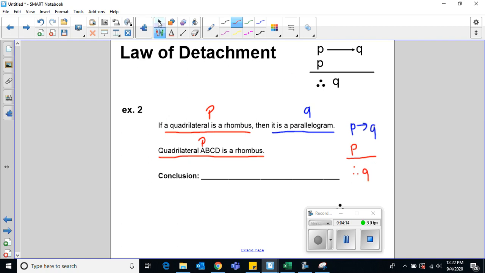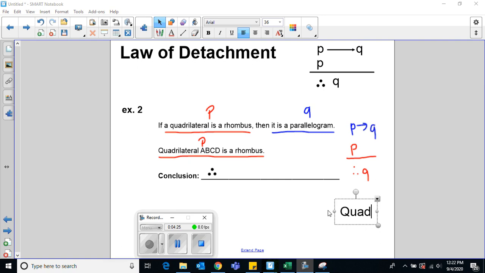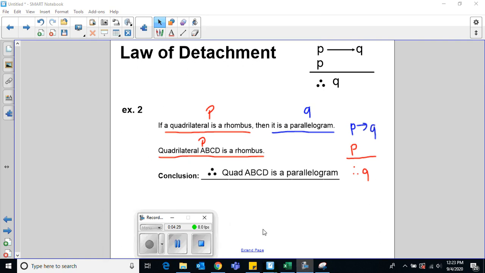So then if we had to actually write our conclusion out, we can say therefore Q, or therefore quadrilateral ABCD is a parallelogram, because it actually matches the form. Here, all we have to do is match the symbols every time.